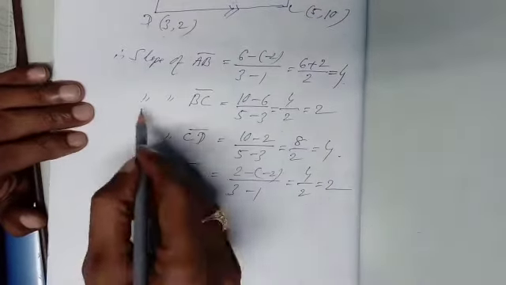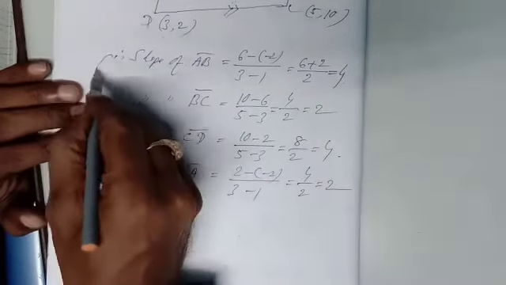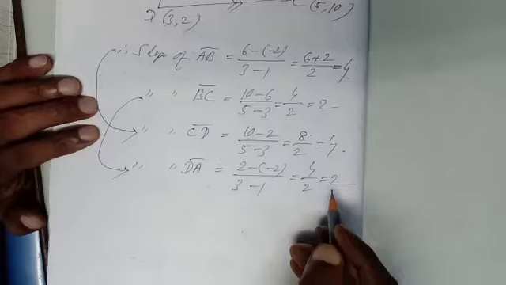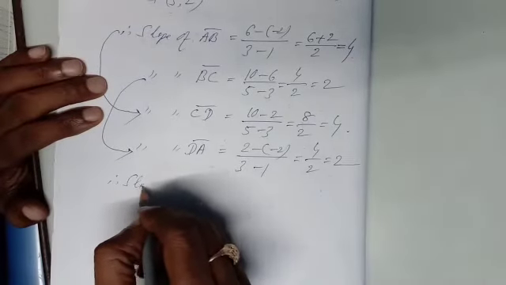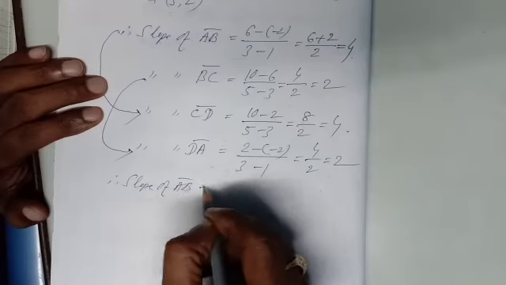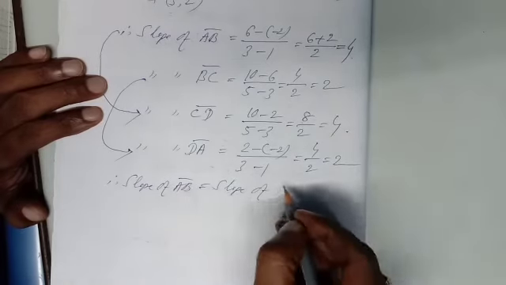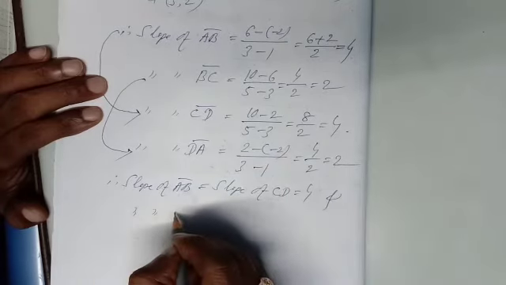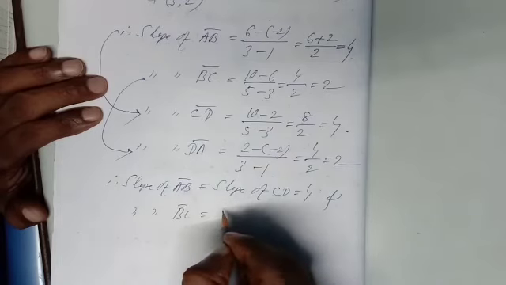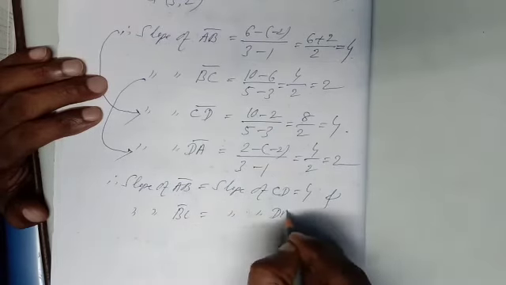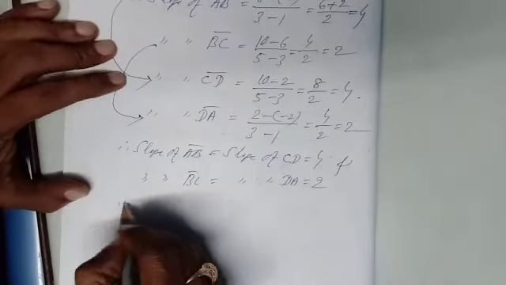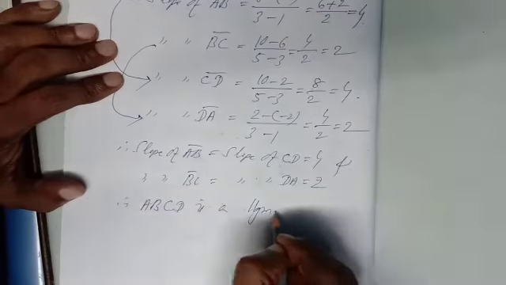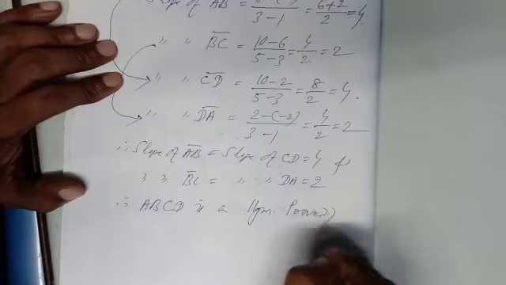Now see the slope of AB. Slope of AB is equal to slope of CD, and slope of BC is equal to slope of DA. Therefore, slope of AB is equal to slope of CD, which is equal to 4, and slope of BC and slope of DA are equal to 2. Therefore, ABCD is a parallelogram. It is proved without distance formula.